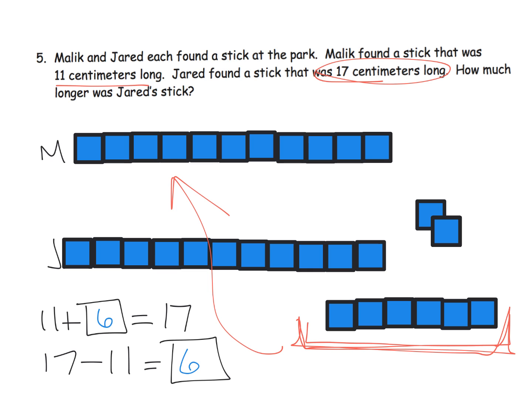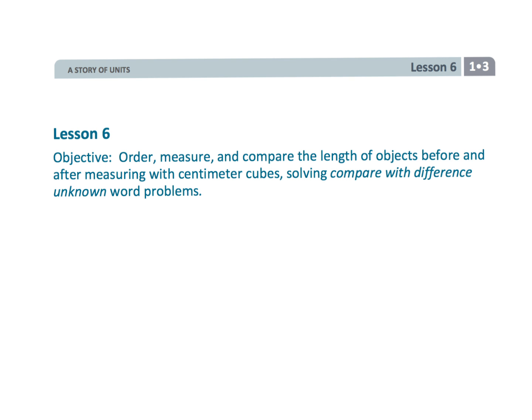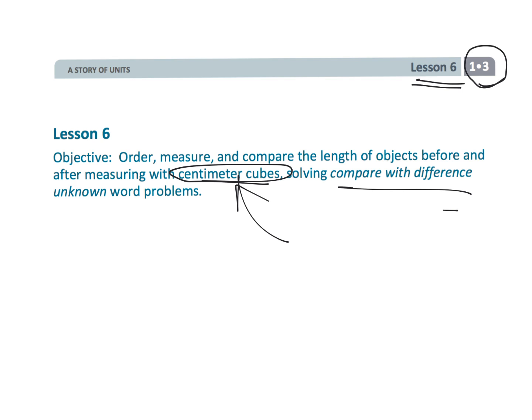So we've got choices. And that wraps up First Grade Module 3, Lesson 6, where students are using those cubes to measure lengths, but then we're not going to call them cubes anymore. We're just going to call them centimeters. And then once we've got those numbers, we can start answering questions with those numbers.